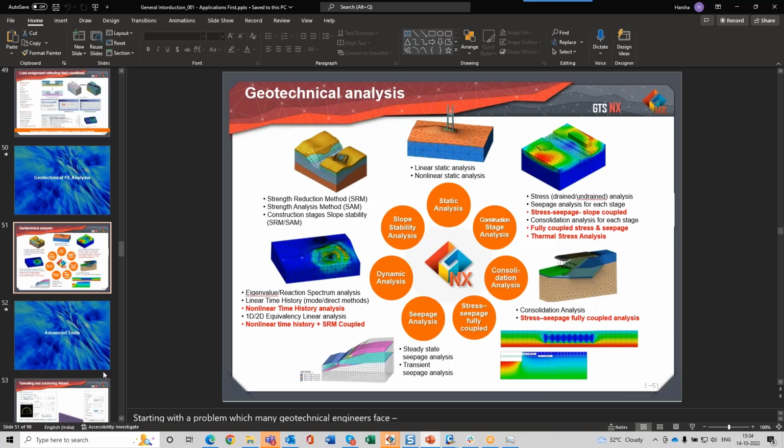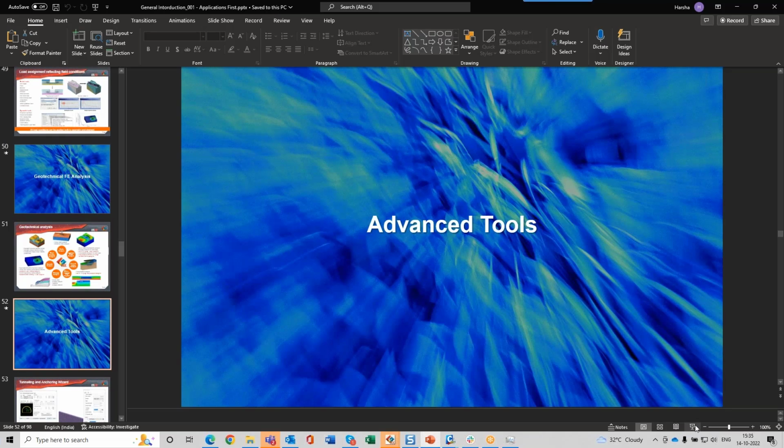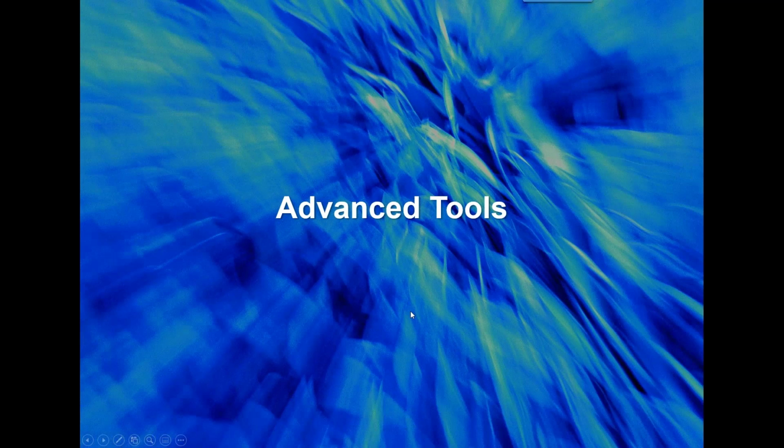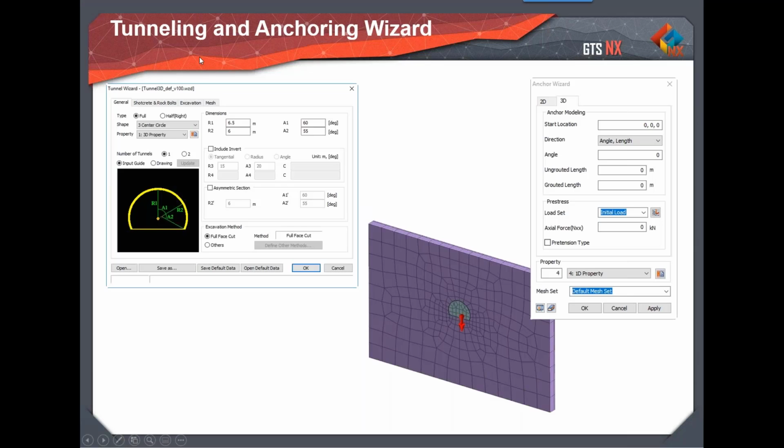Okay, now coming to some tools which I had left off in the presentation. So we have some advanced tools in the model as well. The first thing is we have a tunnel modeling and anchoring wizard. Till now what I've said is we need to create the geometry, the materials, the meshing, all the things. But that entire process has to be made manually, right?